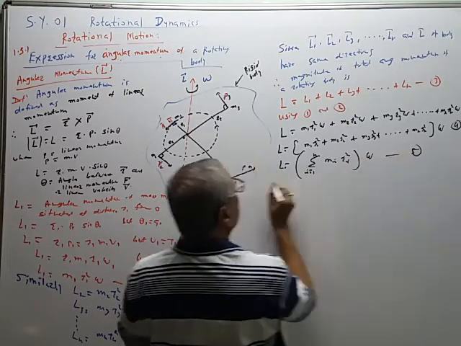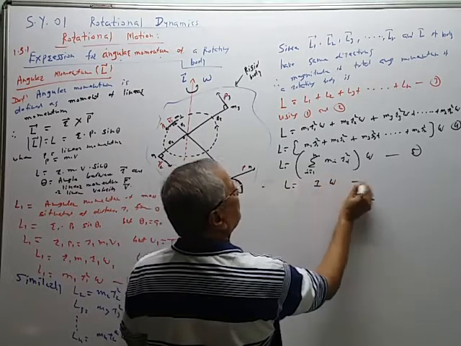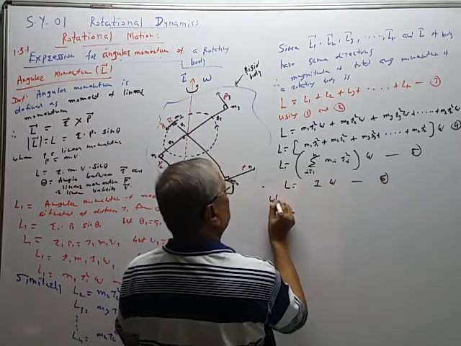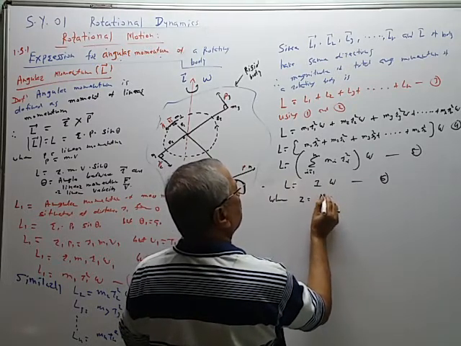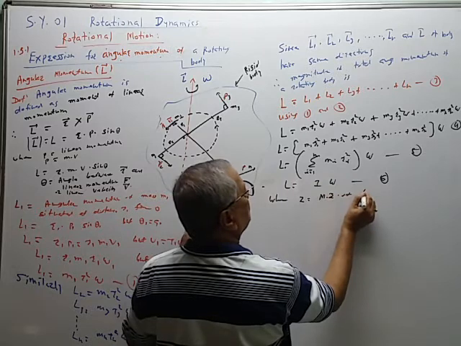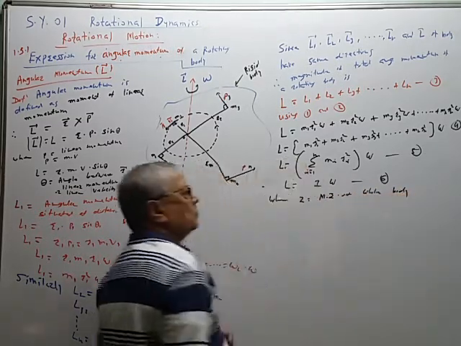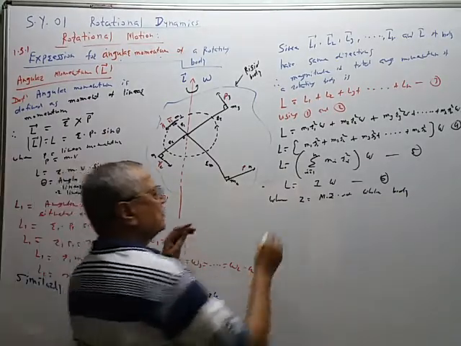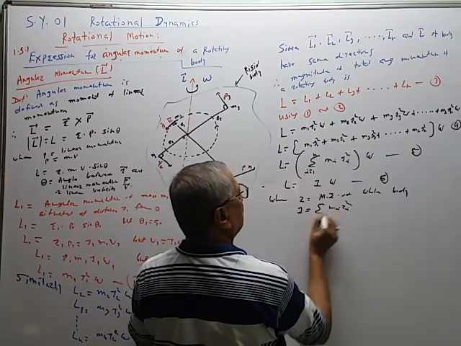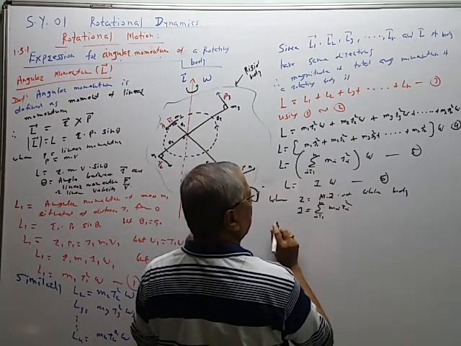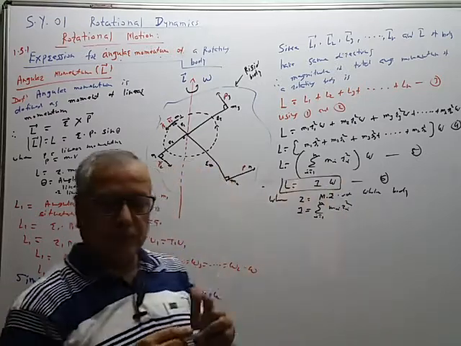So this is equation 5, where L is equal to I omega, equation 6, where I is the moment of inertia of the whole body, and it is given by this quantity, I is equal to summation of mi ri square, i varying from one particle to n particles. So this is the scalar form, only magnitude.